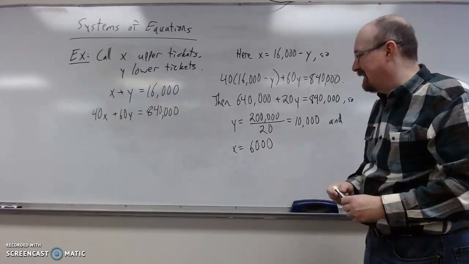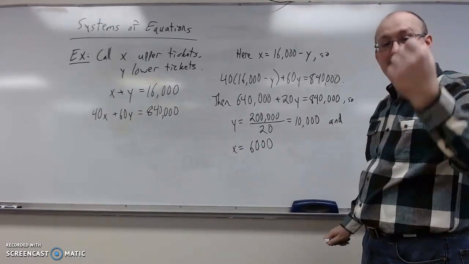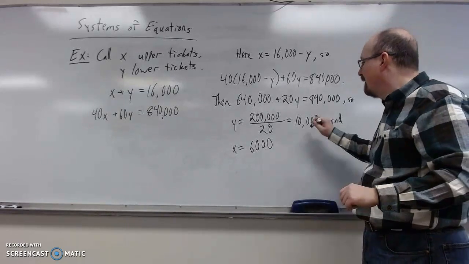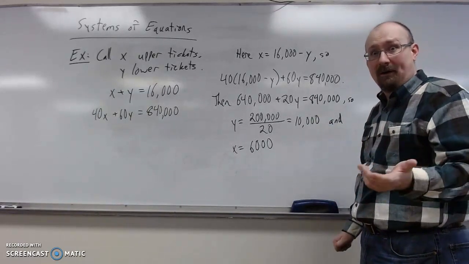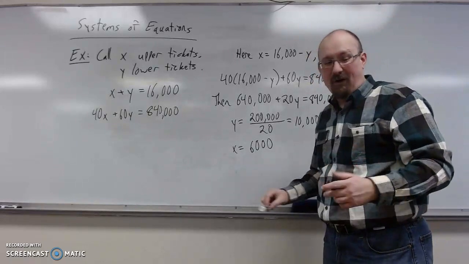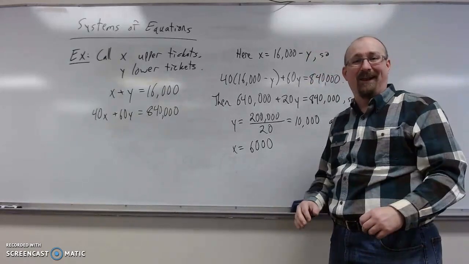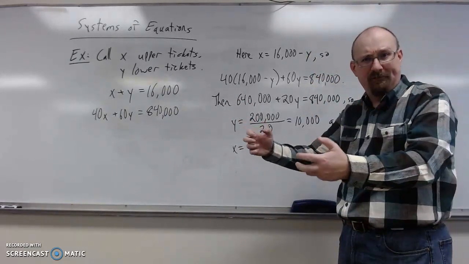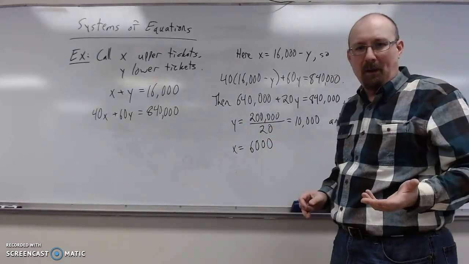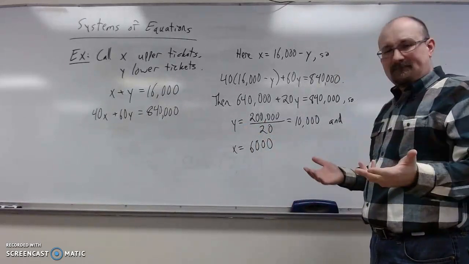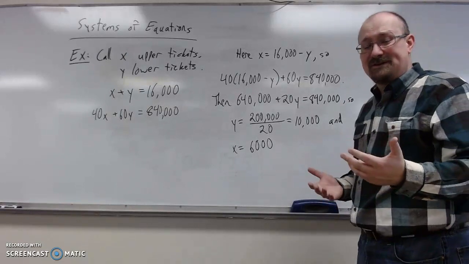So the final answer to the question is, how many tickets do we need to sell? We need 6,000 upper deck tickets to be sold, and then 10,000 lower deck tickets. So, again, keeping track of how the variables correspond to the layman's terms, real world examples in play. All right, so that's section 1.5, dealing with systems of equations.